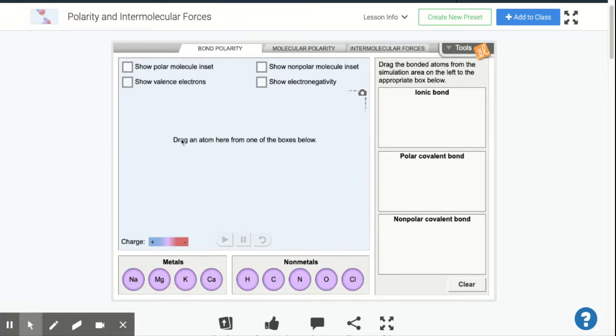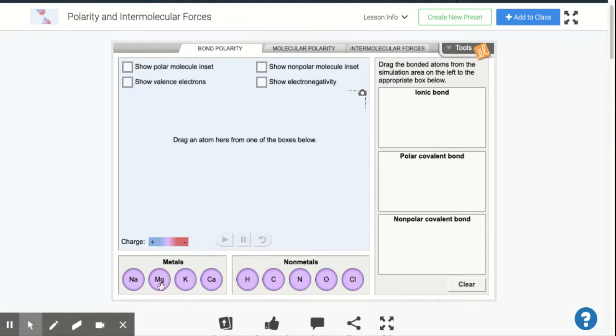So on here, this was specifically to look at the different polarity of bonds. Some of these are going to be covalent bonds, some of them will be ionic bonds. If it's between a metal and a non-metal, it's going to be an ionic bond. And when that's the case, you're going to be transferring electrons.